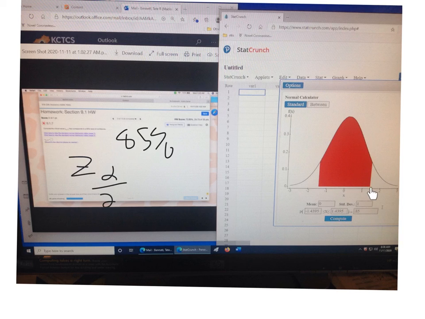This z-score here is the one we're after, z sub alpha over 2. It's 1.4395. The area to the right here is this alpha over 2. You'd have to calculate it, but it's the area to the right. Just put the 0.85 here, click Compute, and this number here is what you're after.